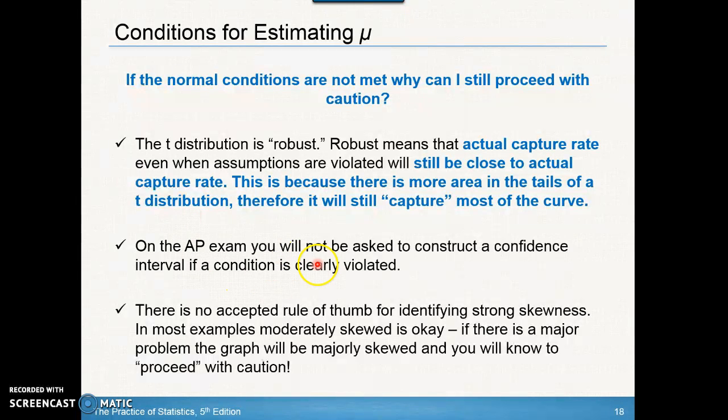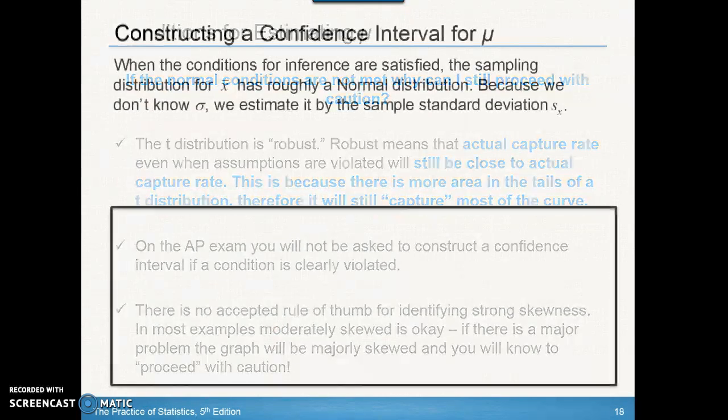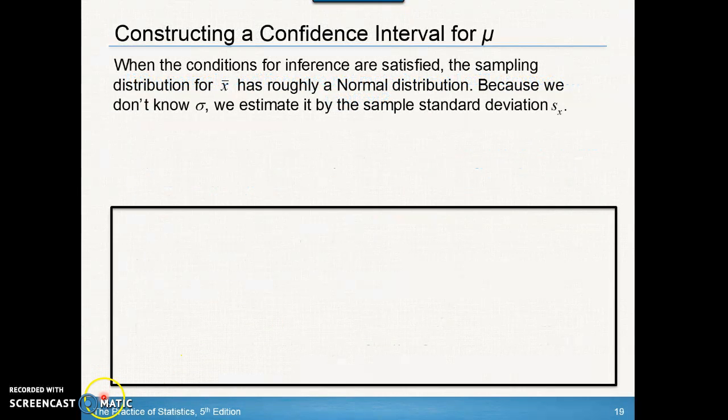So on the AP exam, you won't be asked to construct a confidence interval if a condition is clearly violated. There's no accepted rule, so if you do a box and whisker plot, there's no accepted rule for identifying strong skewness or outliers. In most examples, if it's moderately skewed, it's probably okay. If there's a major problem, the graph will be majorly skewed and you don't know what to do, just make sure you state proceed with caution, so you're sort of protecting yourself. Okay, so we'll go over this in the next video.